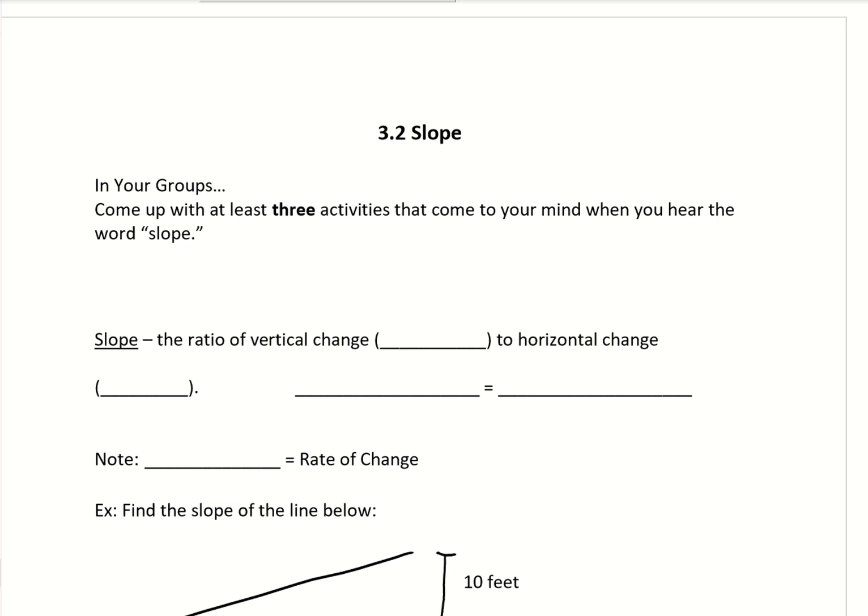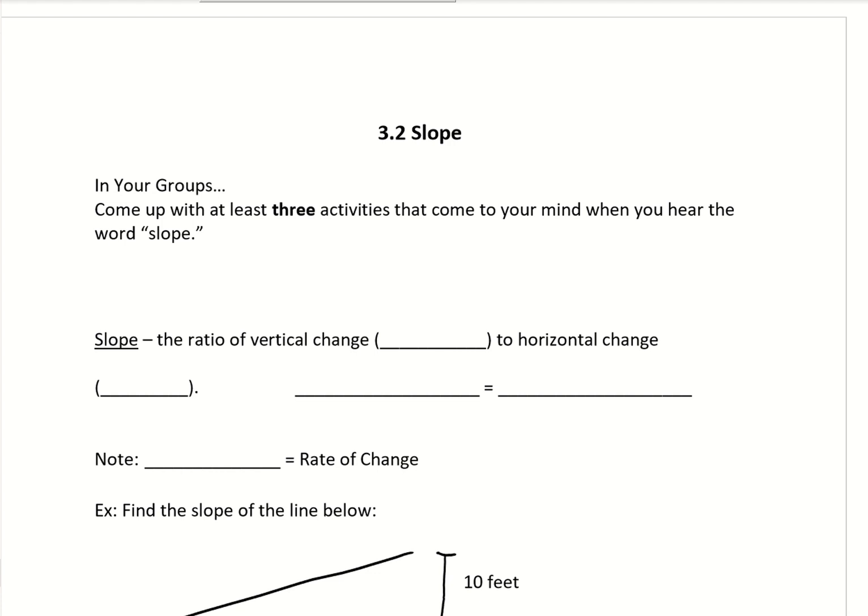It says in your groups on your notes sheet there. Obviously, if you're watching this video, you're maybe not doing this with groups, so just do it on your own real quick. Come up with at least 3 activities that come to your mind when you hear the word slope. Okay, and then we are going to check these in class. So make sure that you've got that done. And then I'm just going to go ahead and move on. So if you need to pause the video to do that, go ahead and do that really quick.